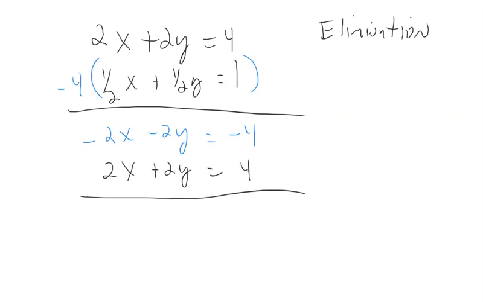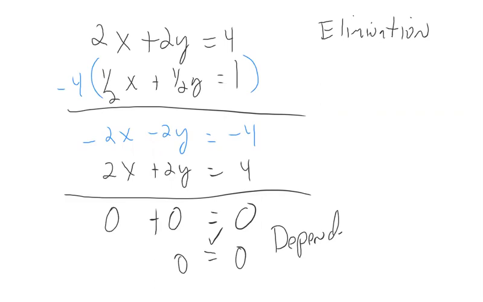I add these equations. I get 0 plus 0 equals 0. All my variables disappeared. That means that this does not have a solution, right? Or has infinite, sorry. But my variables disappear, and because 0 does equal 0, this is dependent. There's infinite solutions. I can put anything in for x and y.